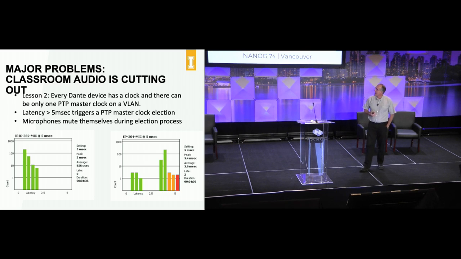Here on the left is a happy microphone that's got latency below 2 milliseconds. On the right is an unhappy microphone that's occasionally seeing 5 millisecond latency. That will cause it to kick off the election process. The reason that's cutting out audio is that the microphones mute when they're doing the election, so it's going off all the time.